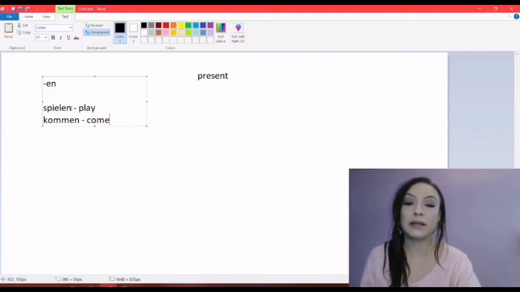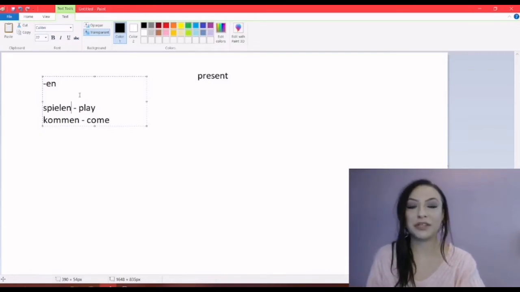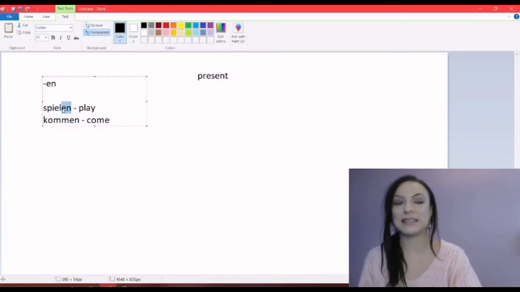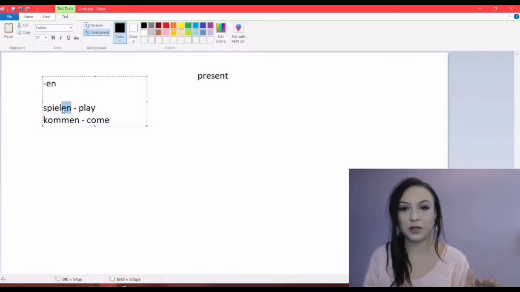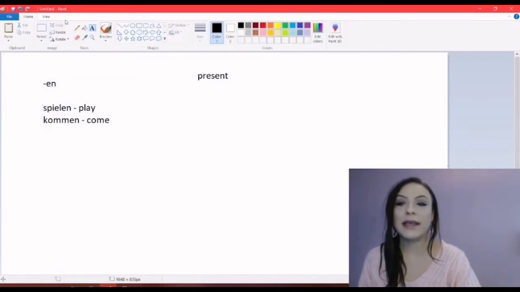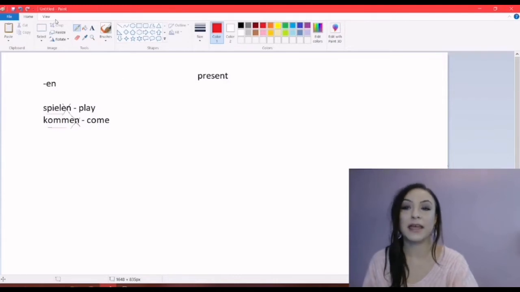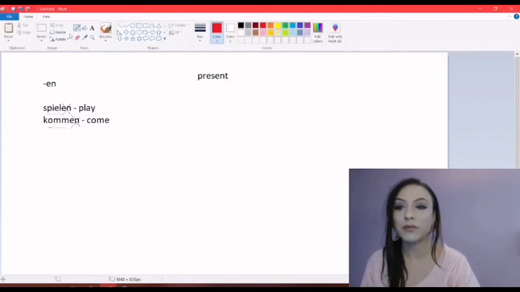Okay, well, in order to form the present tense in German, you have to take this en off the infinitive, and add certain endings. So basically, you will take that off, and then we have a stem. Okay, this is a stem, and on that you add certain endings. We will see now which ones.